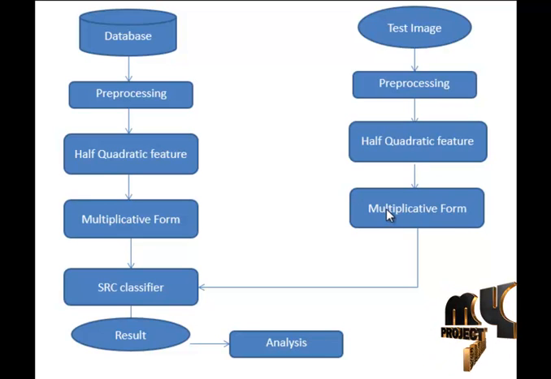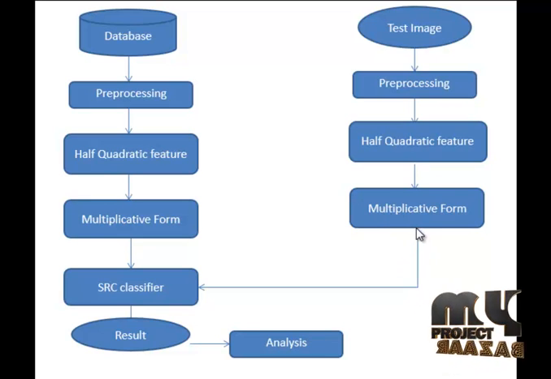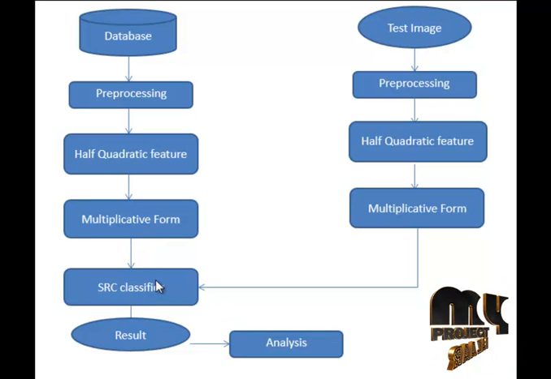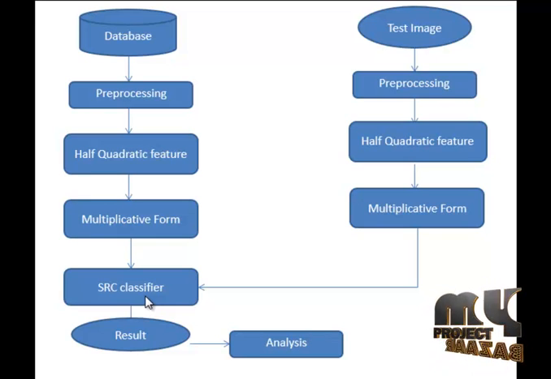Then after the feature extraction has been completed, both the test feature and the train feature are given to the sparse representation classifier. The classifier identifies the test image based on the feature values. Similar images have similar feature values. So based on this, the sparse representation classifier identifies the similar image which is related to the test image that we have given from the dataset. Thus we obtain the result, and after that we move on to the analysis process.